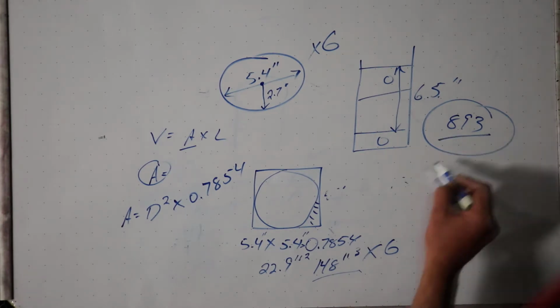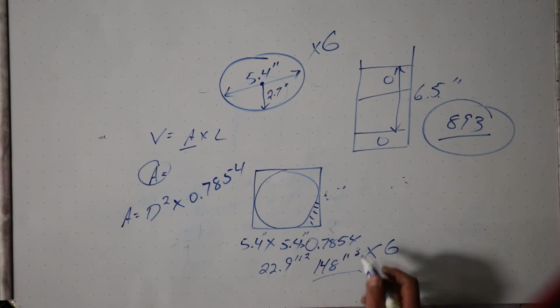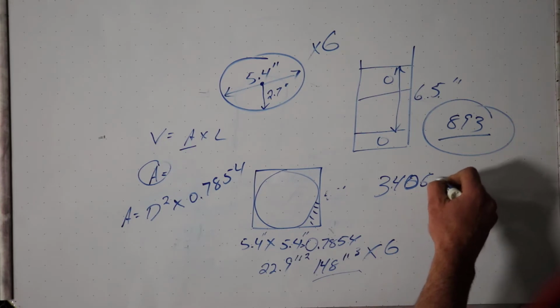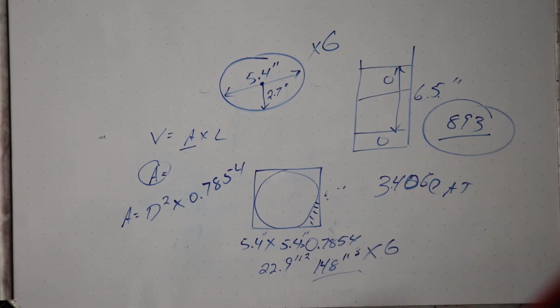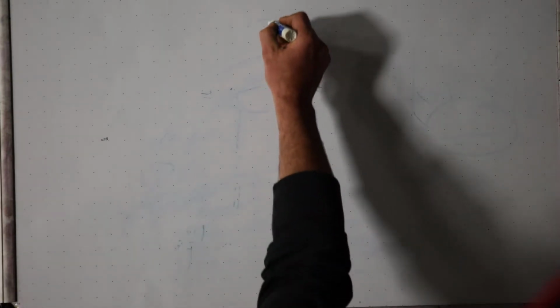This number here is the number of cubic inches that a 3406 Cat engine is. 893 cubic inches is a 3406 Cat. Let's do another one. Let's do a metric one, because you may get metric and have to figure it out in metric stuff. So let's do another engine.